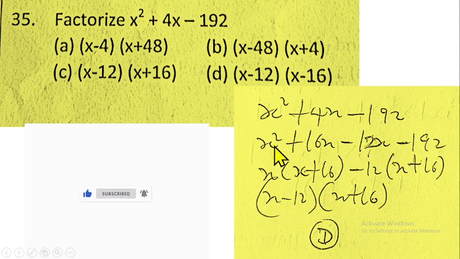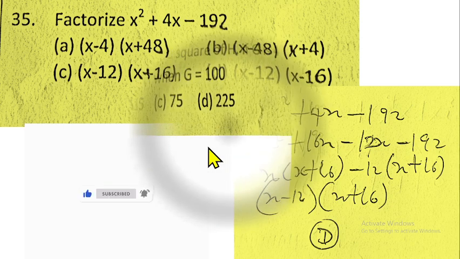Then you can factorize this. x is common. You have x into x plus 16. Minus 12 is also common to this. Factorize minus 12 and you have x plus 16 inside the bracket, and make sure that the two brackets are equal. Then that means you have x minus 12 and x plus 16. So if you look at the options you have here, option D is the correct option for question number 35.